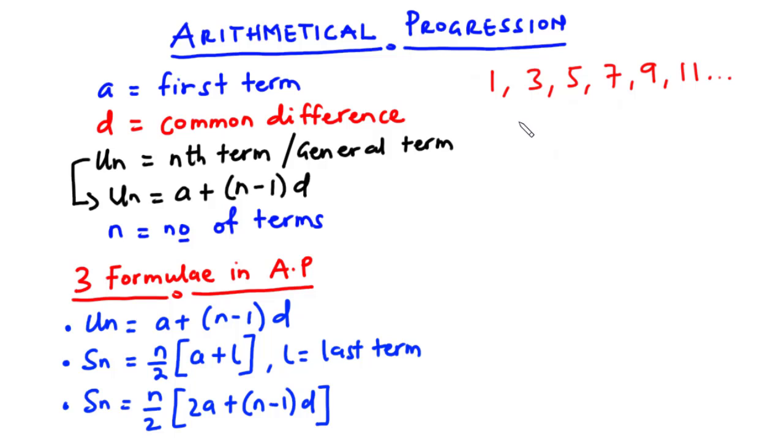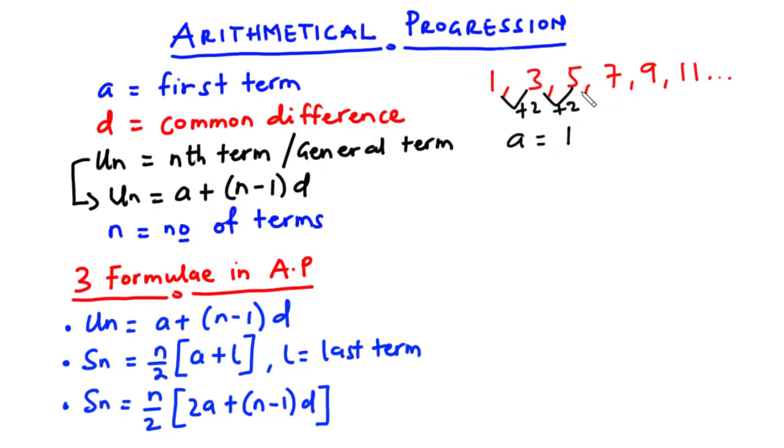Now for any sequence, the first value is called the first term. So for this sequence we have a, that is the first term, to be 1. And then we can as well talk about the common difference. Now the common difference is the difference between any two consecutive terms. So to move from 1 to 3, we add 2. From 3 to 5, we add 2.